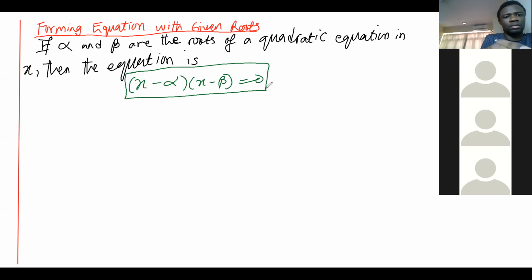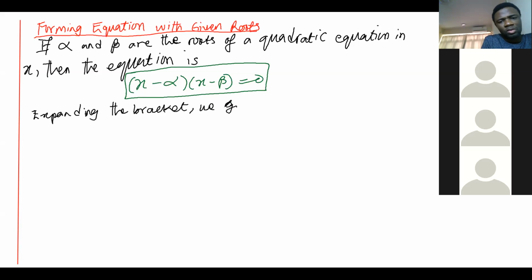Now, this is not the end. So this is the first one. From this first method, we can deduce the second method, and both methods we will learn today. What happens when you expand the brackets? Expanding the brackets, this is what we get. So expand this for me, everyone. Class, expand this bracket. This equation, x squared.